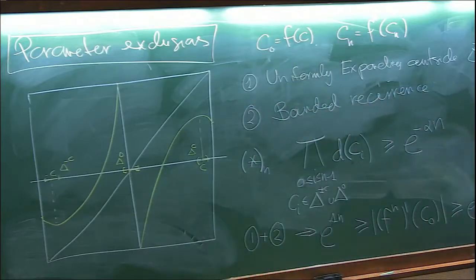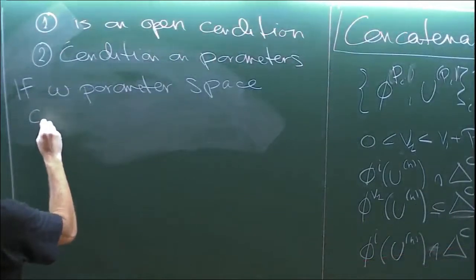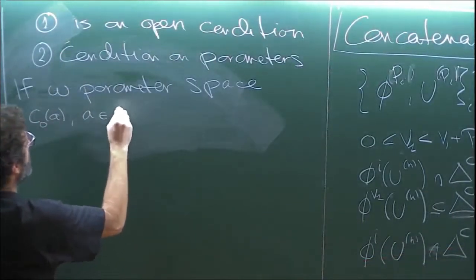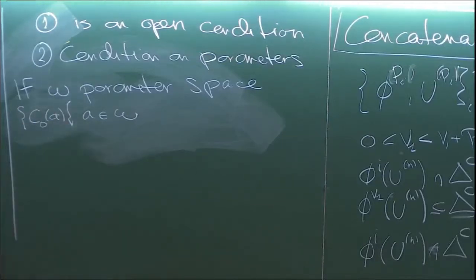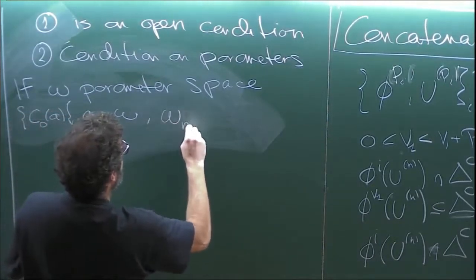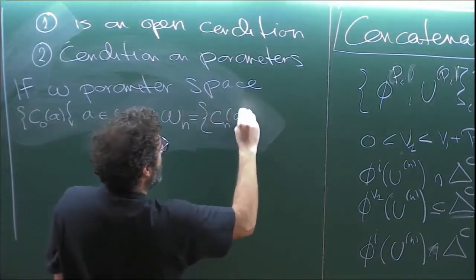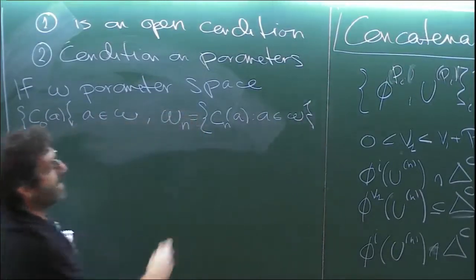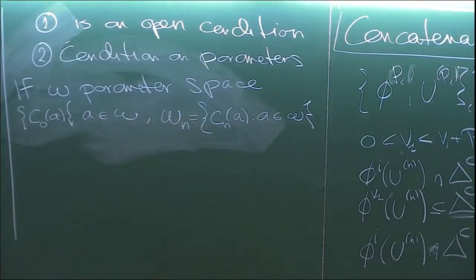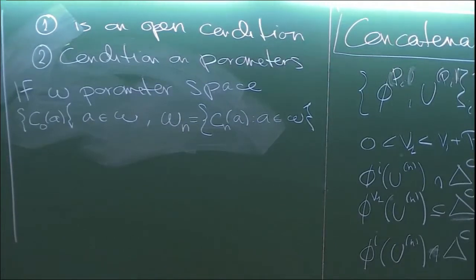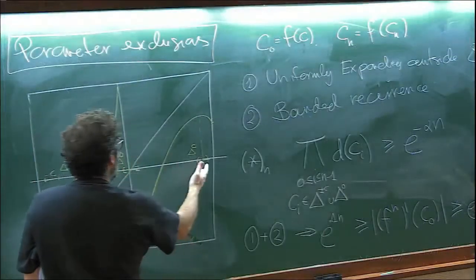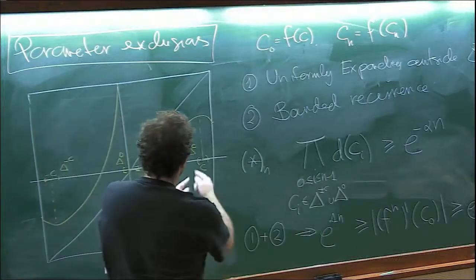So in fact, if omega is a parameter space, then we have C0 of A. When A is in omega, we have a family of critical values. So for each critical point, you get a critical value that depends on A, right? So A shifts it up and down. So the image of this has a little interval. And then correspondingly, we can write omega n is equal to Cn of A for A in omega. So we have an interval of images. Now we look at the image of the critical point, and of course, because the map is smooth and depends smoothly on the parameter, you will get an interval. So at some point n, you look at the images of all the critical points and you get some interval here.